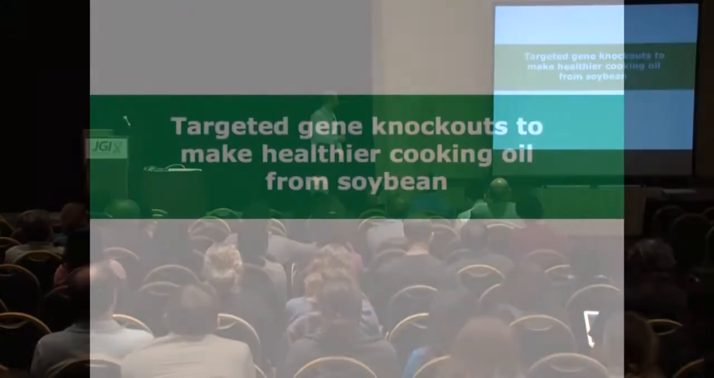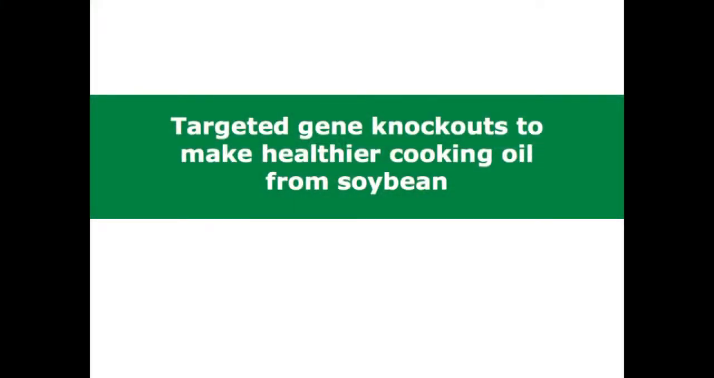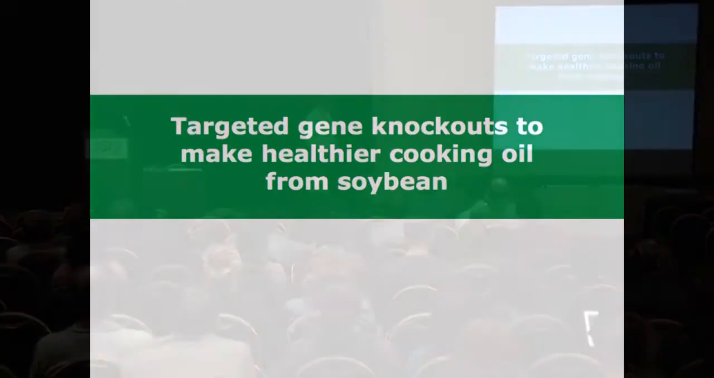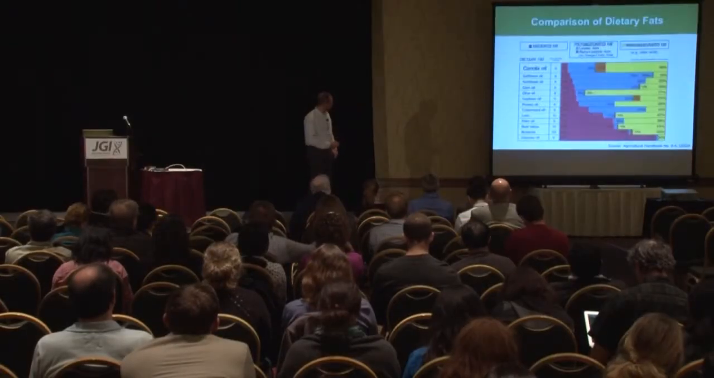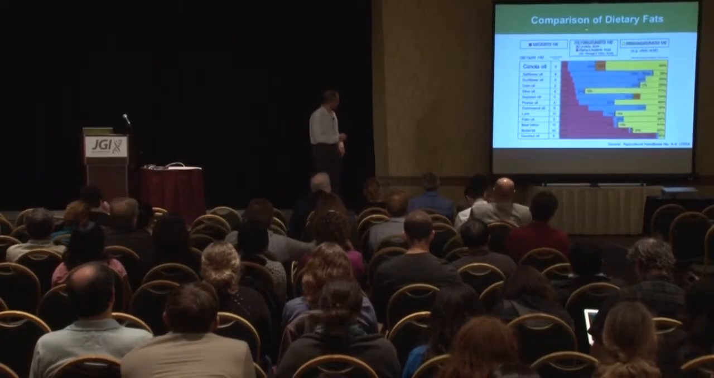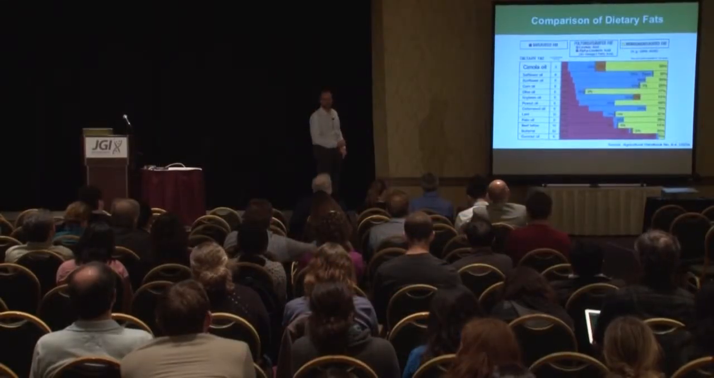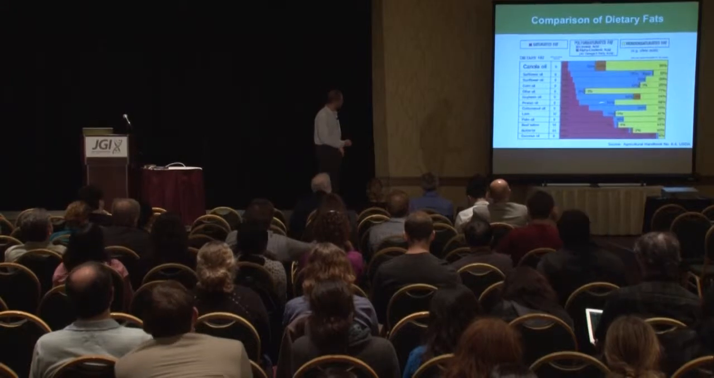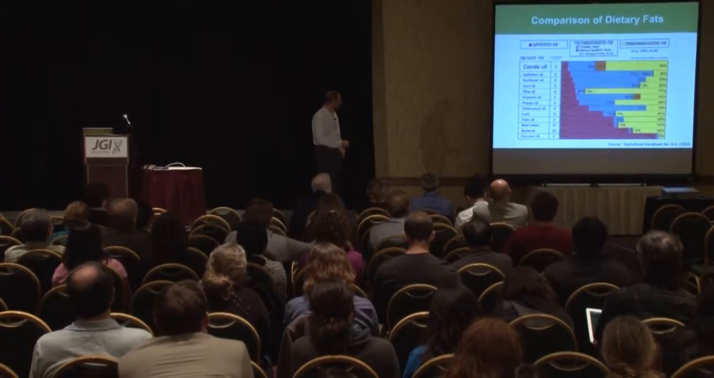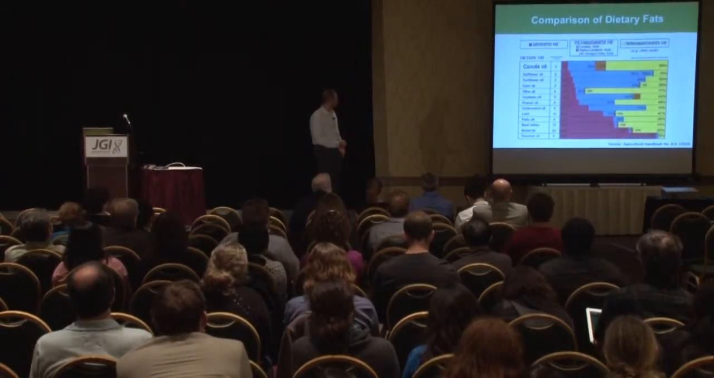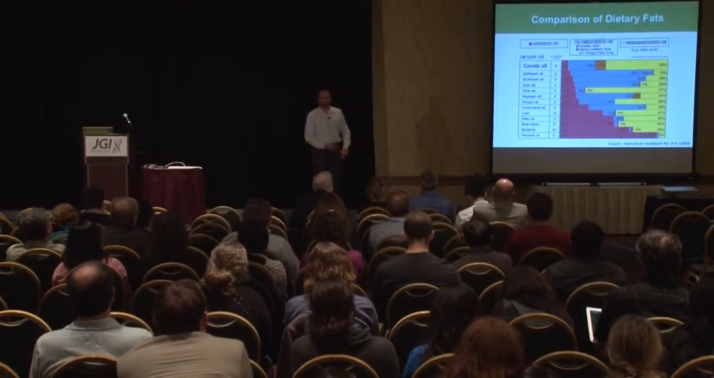The example I'd like to talk about is a practical example, and the goal here was to create healthier soybean oil. So this slide illustrates the major plant oils that are used for human consumption and the percentage of monounsaturated and polyunsaturated fats in these oils. So oils like soybean have fairly high polyunsaturated fats. And so they're typically treated through processes of hydrogenation to remove the double bonds, increase the monounsaturated fats, and improve the shelf life of the oil.